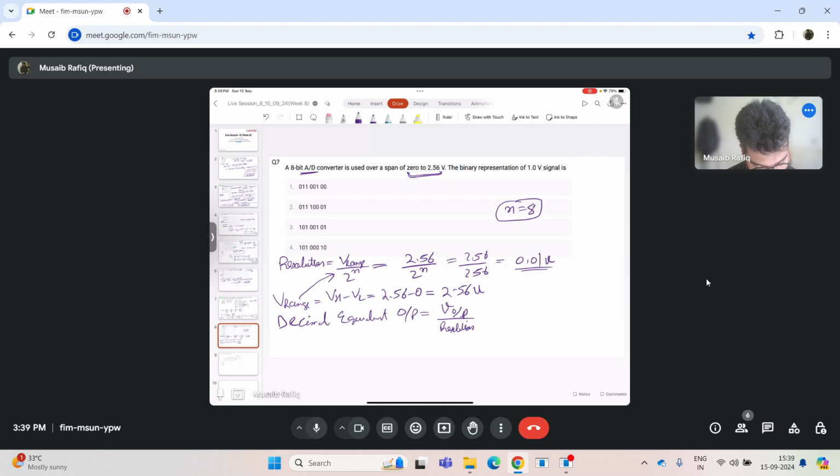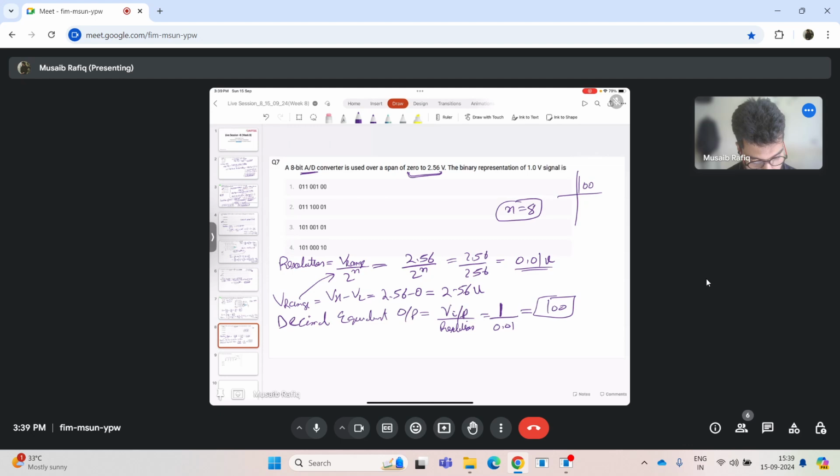Your output, this should be input voltage, sorry, V input. So the input is 1 divided by the resolution, which is 0.01. So this is 100. So the decimal equivalent is 100. Now we need to find out the binary equivalent of 100.